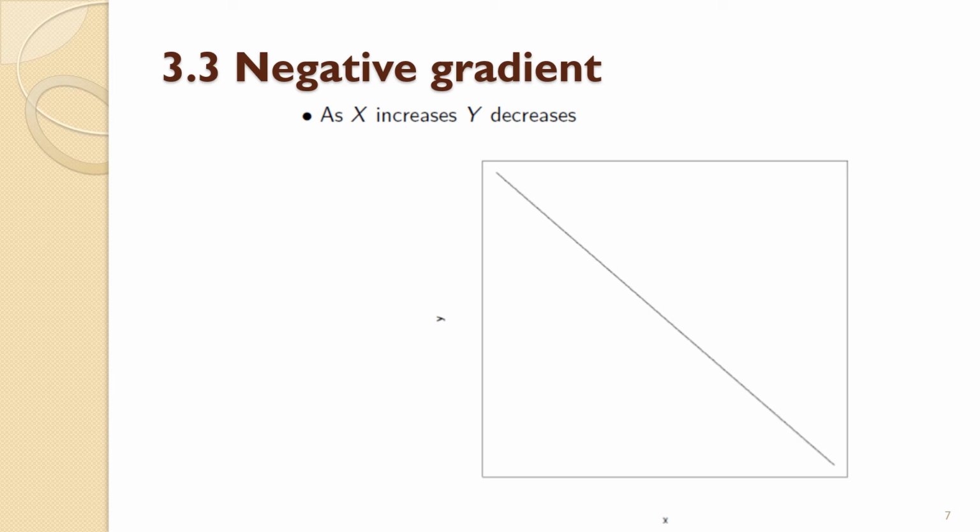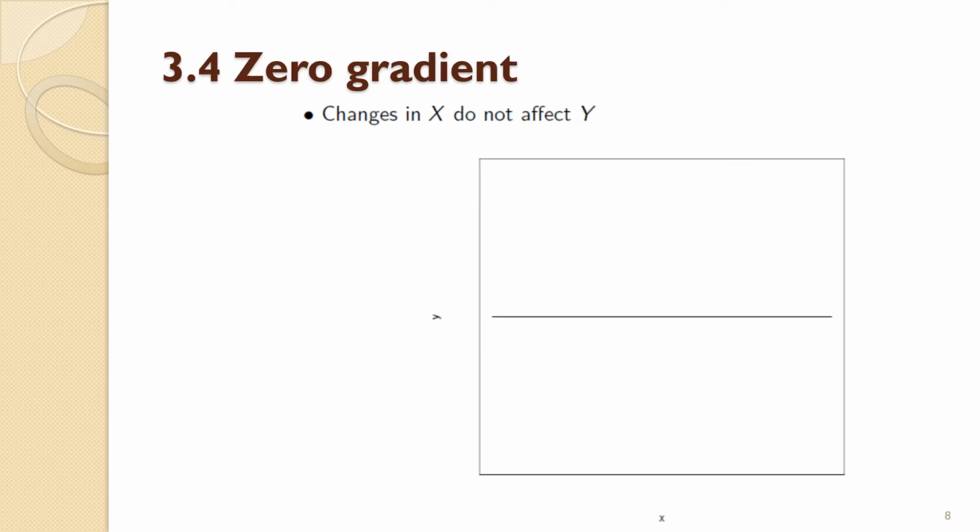Okay, so repetition of this idea, it's just that these t statistics give you an equivalent way of visualizing and systematically testing for which of these classical graphical patterns apply. Zero gradient, so the idea here is that changes in x do not affect y. If you have high values of x, nothing happens to y.